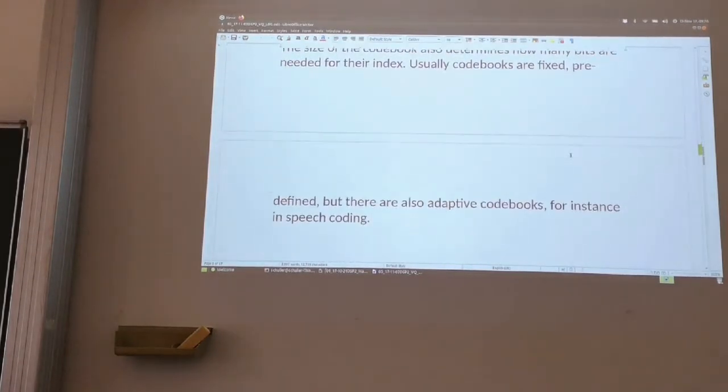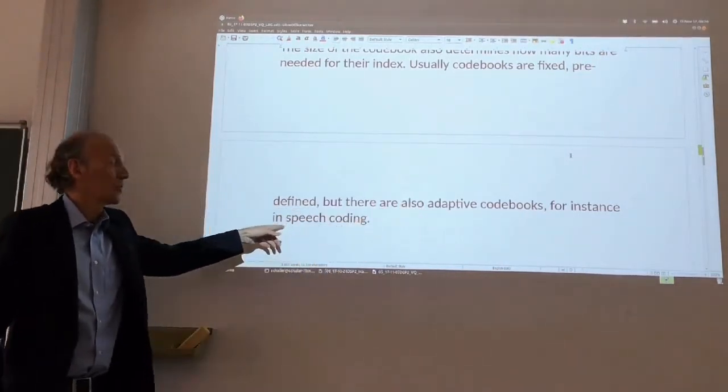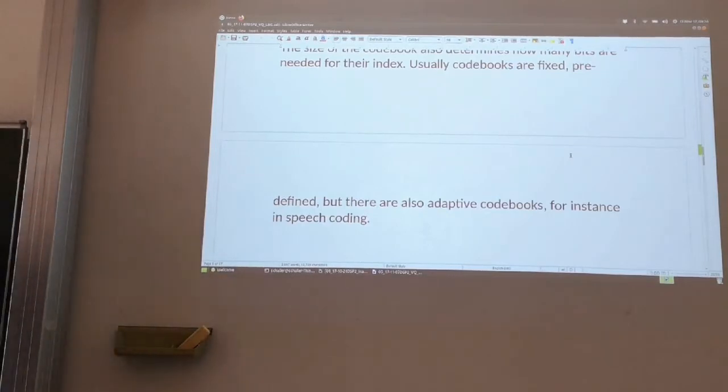Usually code books are fixed and predefined, but there are also adaptive code books, for instance, in speech coding. In speech coding, usually you have one part which is fixed, and then you have another part which is adaptive.